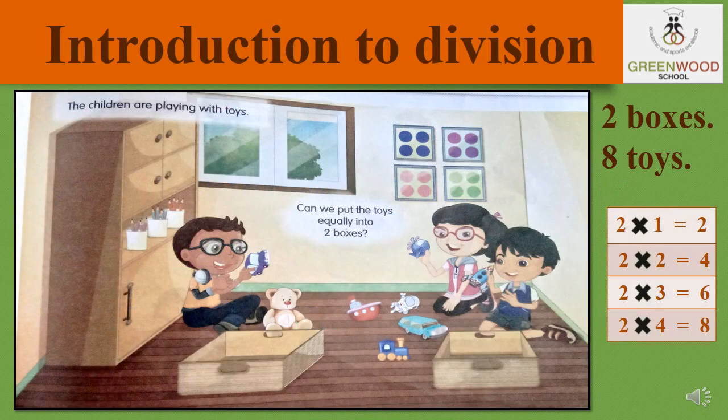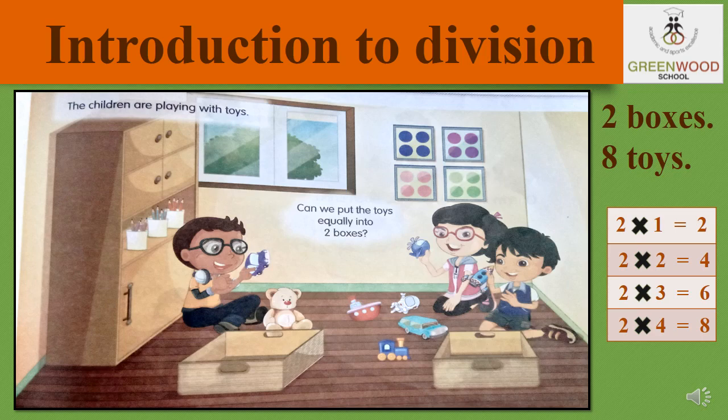Look at the picture. The children are playing with toys. First we will count the number of toys. 3 are in their hand while 5 are lying on the floor. So total we have 8 toys all together. Now can you see 2 boxes over there? Now the question is, can we put the toys equally into 2 boxes?